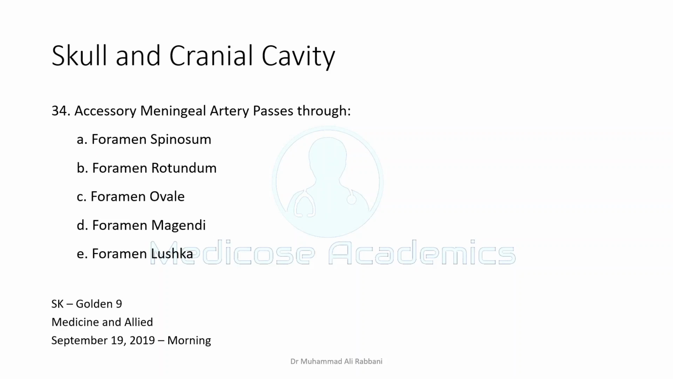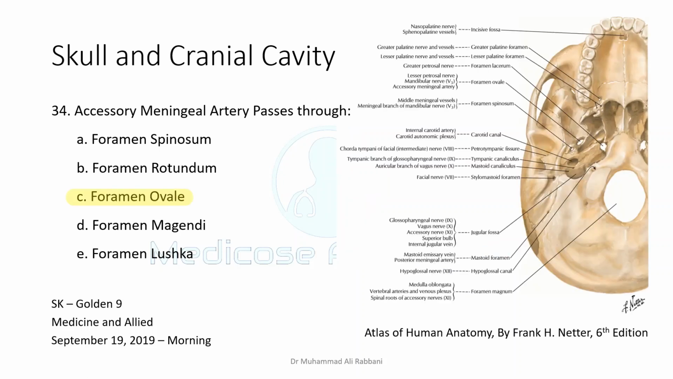Before starting, any question mentioned here will have a source at the bottom, and any picture given will also have a source at the bottom. The first question, and these are the original question numbers present in the source material: for the skull and cranial cavity, the accessory meningeal artery passes through which foramen? Here the answer will be foramen ovale.